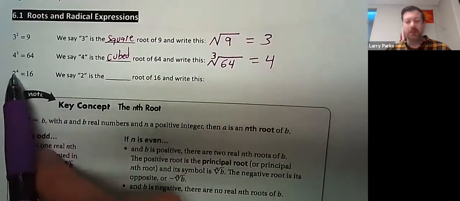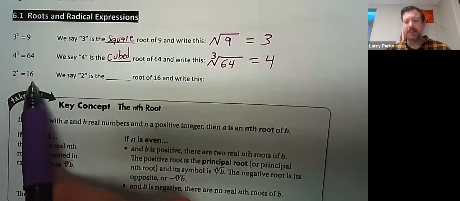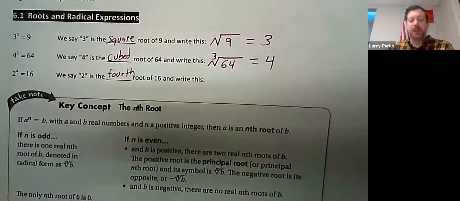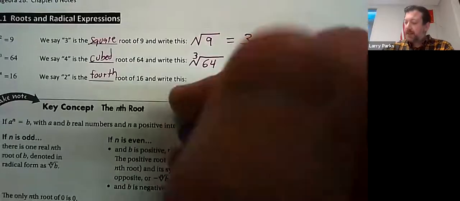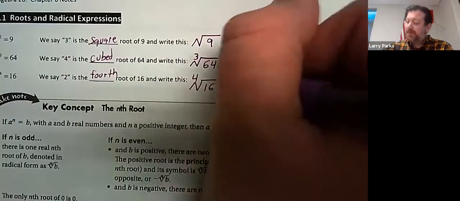And then 2 to the 4th is 16. 2 times 2 is 4, times 2 is 8, times 2 is 16. We say 2 is the 4th root of 16, and we write it like this. The 4th root of 16 is 2.